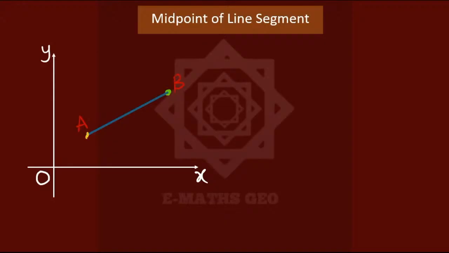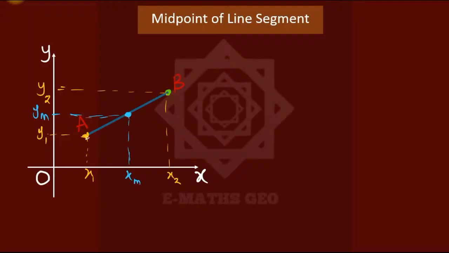Let the coordinates of A be x1, y1, and B be x2, y2. Let the coordinates of the midpoint, which is what we are looking for, also have x and y coordinates. Let it be xm, ym. And looking at this, we form right triangles.